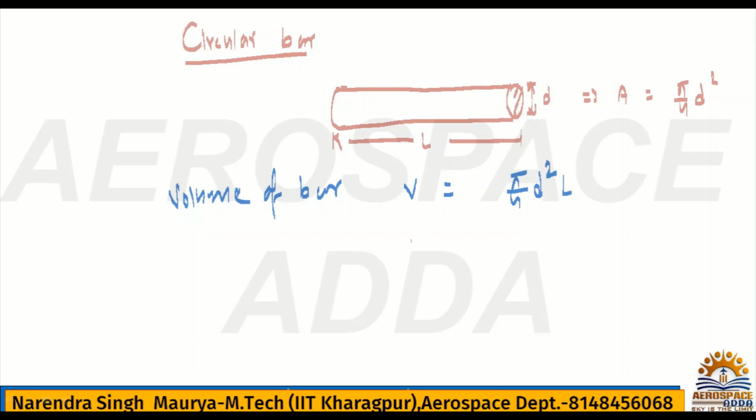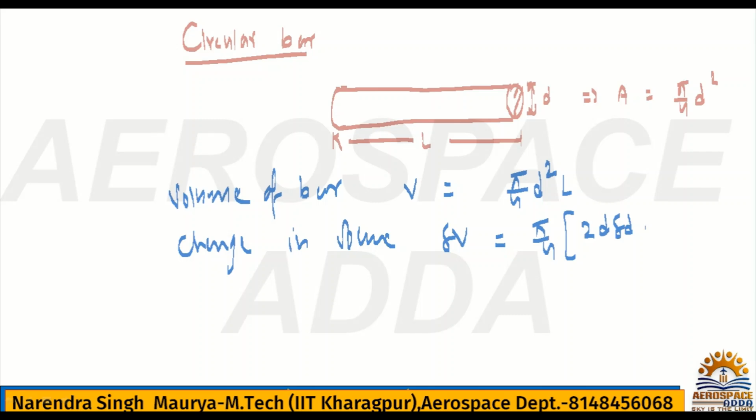Okay, if I say what is the change in volume, how to get change in volume, so I can say delta V, right? So my pi by 4 is constant. I can take it common, then d square we have to differentiate. What is the differentiation of d square? It is 2 d into delta d plus. Okay, this is the differentiation of d square, and the second term you have to keep as it is.